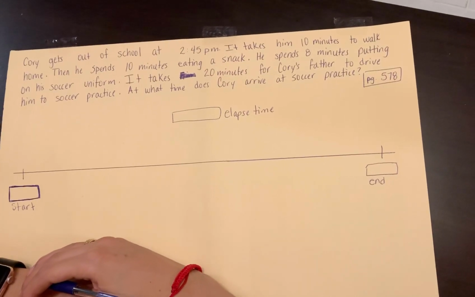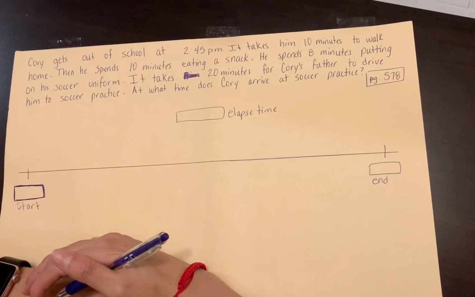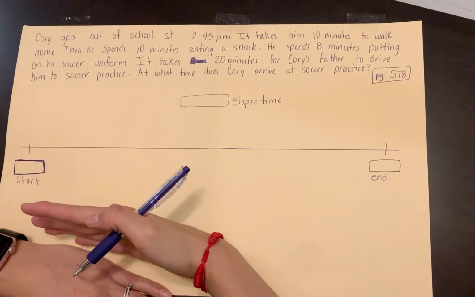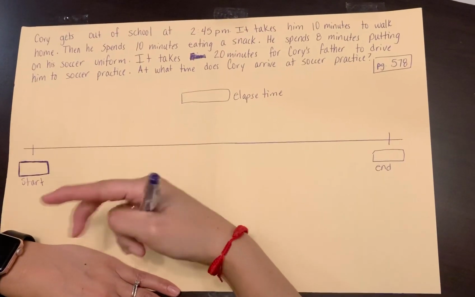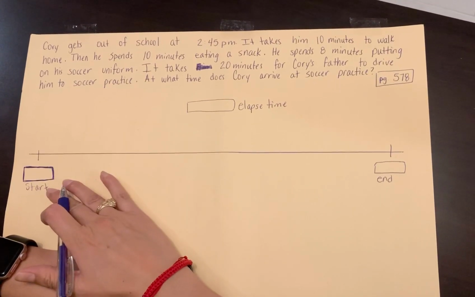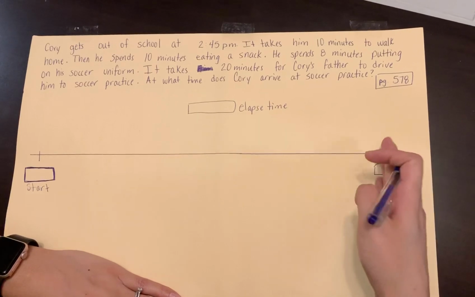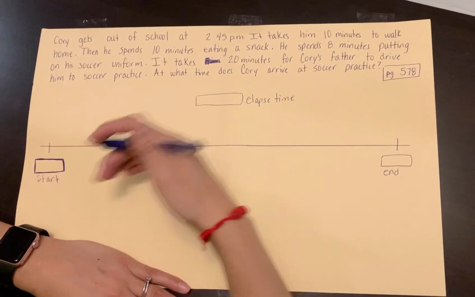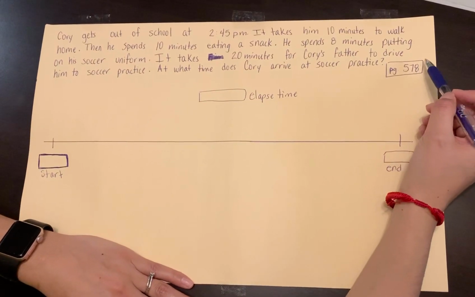Guys, we're going to continue to do elapsed time. This time more activities are going to be added to the problems. It's going to be one activity or two activities or three activities, and moving from the start time to the end time or from the end time to the start time. So we're going to work on the problem on page 578.